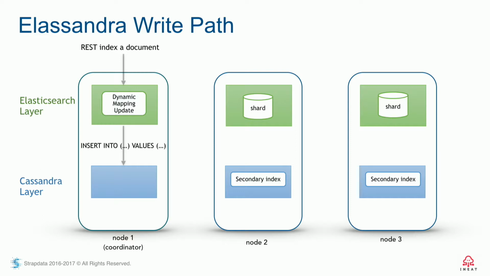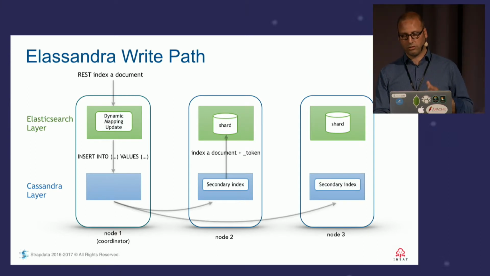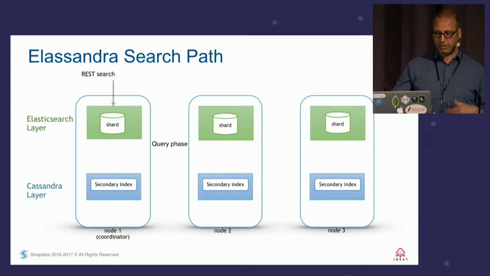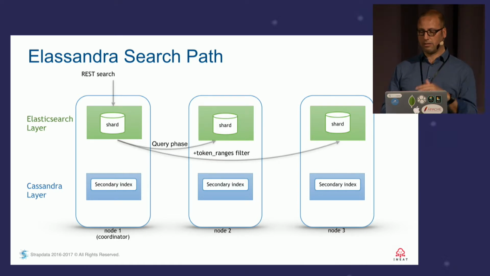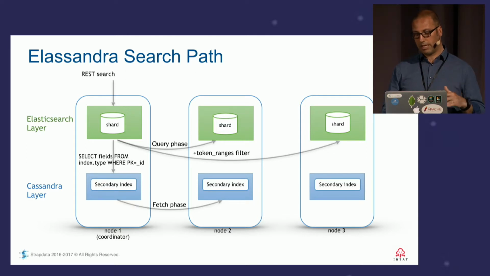So for example, when you write with the Elasticsearch API, it is transformed to an insert into Cassandra. Then the data is replicated to other nodes. And locally on each node, the data is indexed in Elasticsearch shards. So here, you've got two replicas of the data on nodes 2 and 3. Then when you search for specific data, you request through the Elasticsearch API, and the Elasticsearch layer distributes your search over all the nodes of your data center. And when the matching documents are found, we request Cassandra to get the columns that you want to have in the final results.